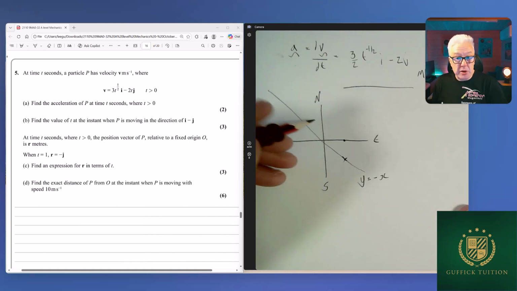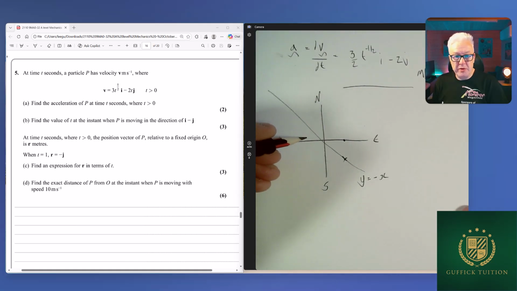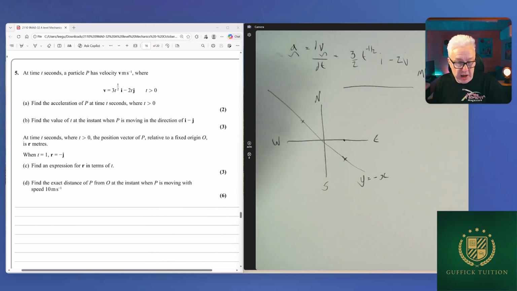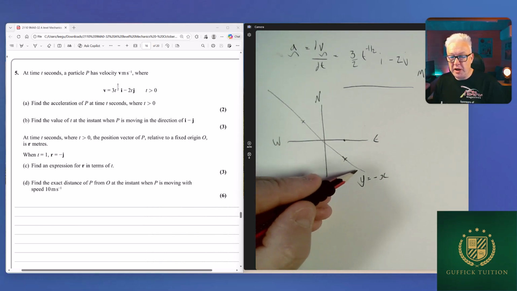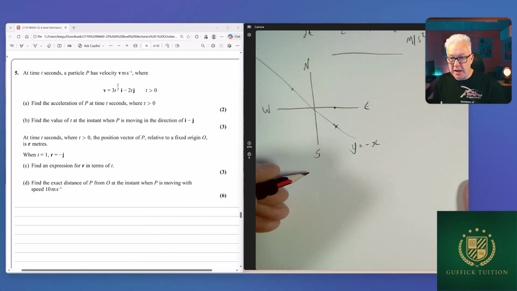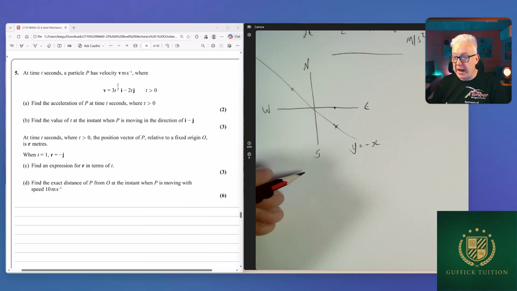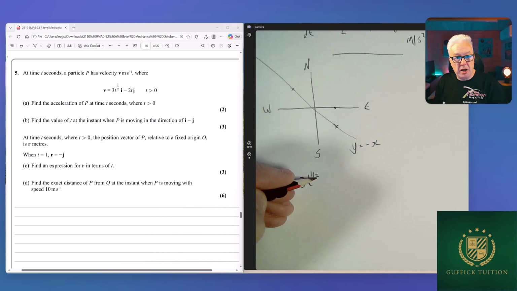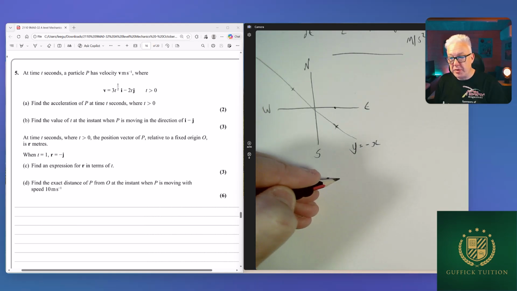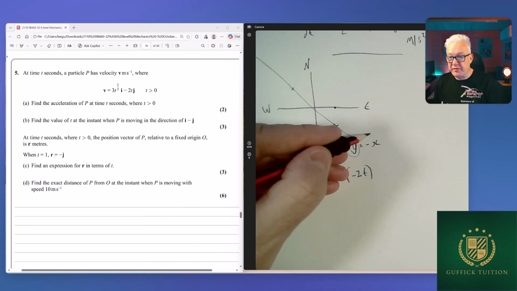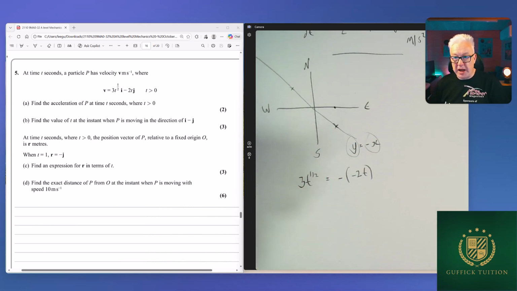Now they could have said, by the way, that it's moving in the direction minus i plus j. They could have said that as well. It would have been the same effect. So when something's moving along the line y equals minus x, what you do is you basically take the y component and make it equal to negative the x component, or vice versa. So we've got 3t⁻⁴, which is our x component, and I'm going to put it equal to negative the y component, because one is positive and one is negative. And then when we solve that, that's going to give us our values of t where that could be happening.